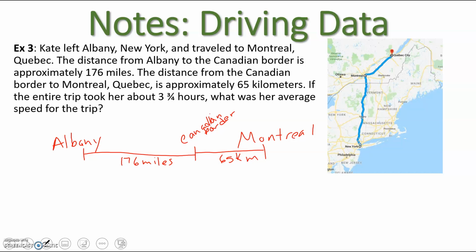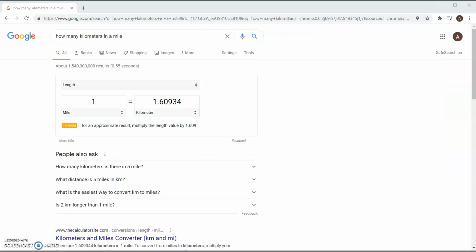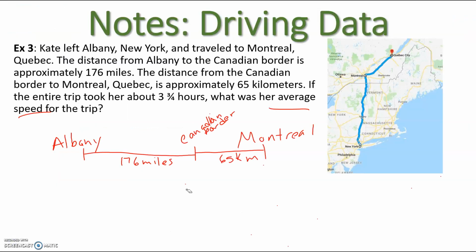Now, we have a slight issue here in that we have two different forms of measurement. In Canada, they use kilometers to measure distance, and in the US, we use miles. So we're going to need to do a conversion. Doing a quick Google search, we can see that there are 1.60934 kilometers per mile. All right, so let's go ahead and convert our kilometers to miles.